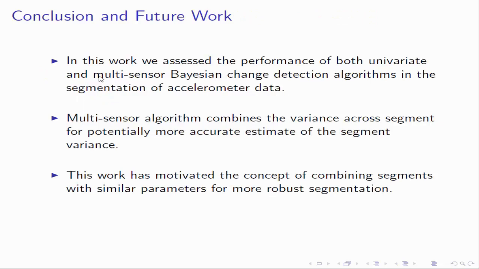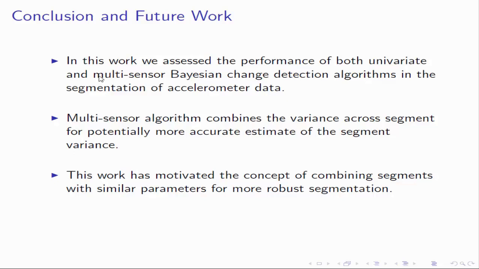And so finally, in this work, we understood the reasons why the multivariate or multi-sensor algorithm outperformed the univariate approach by using this common variance assumption. So we can actually analyze why this approach worked. And the primary reason is because of the concatenation of the data for all the sensors for any given segment.